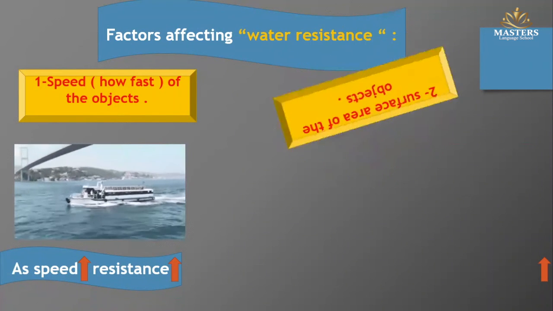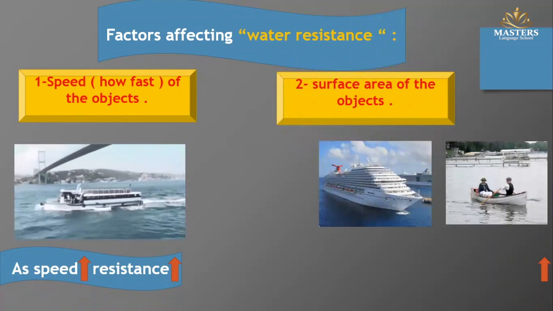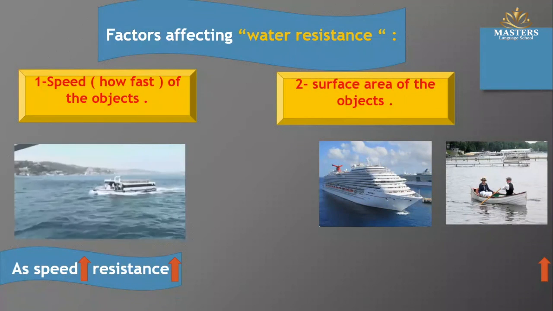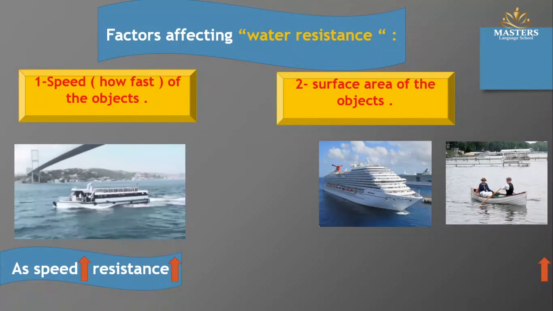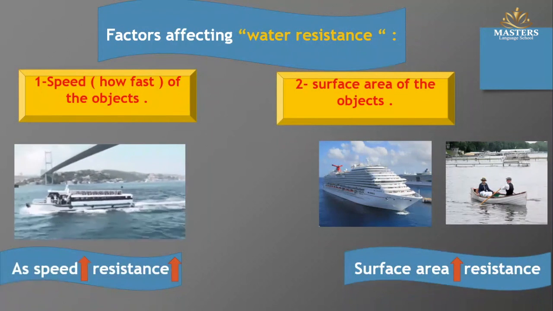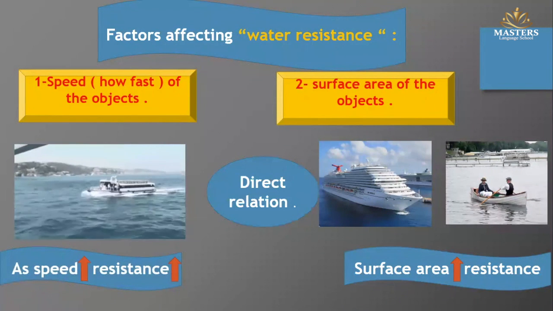Okay, the second factor is the surface area of the object, the same as air resistance. When we have a small surface area, the resistance will be small, and when we have a big surface area, the resistance will be big. They are directly related.